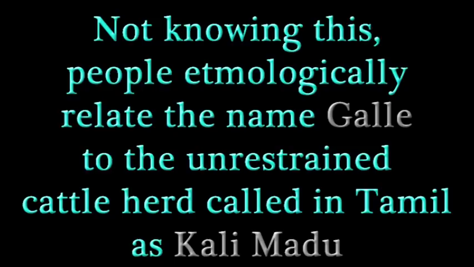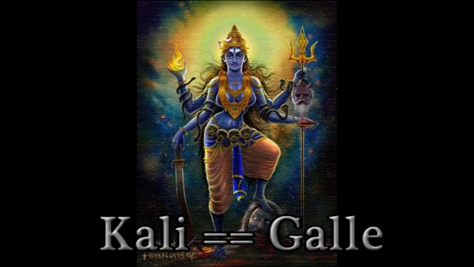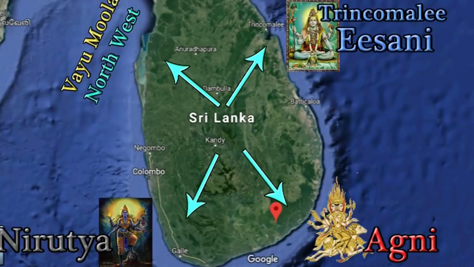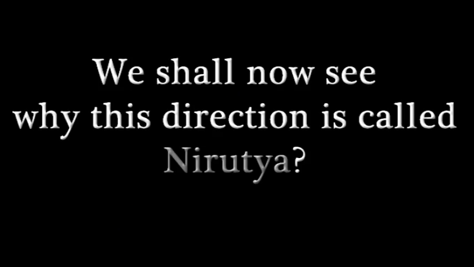Not knowing this, people etymologically relate the name Gale to the unrestrained cattle herd called in Tamil as Kali Madu. Anyway, the name Gale originated from Kali, the goddess of destruction, and it is located exactly in the southwest direction of Lanka. We shall now see why this direction is called Nritya.